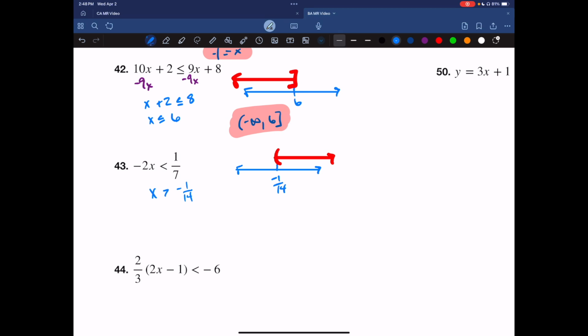Okay, and that would be negative 114, parentheses, comma, infinity. And that's it.